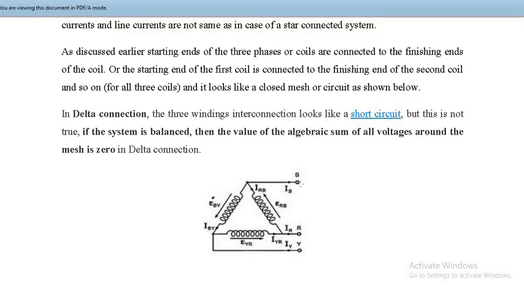If you tap the voltage across these two line terminals, that is going to give you the same value as if you tap across this phase. If you tap between B and Y, that is going to give you the same voltage as across this phase. What this means is that line voltage is equal to phase voltage. So in case of delta, we have line voltage equal to phase voltage.